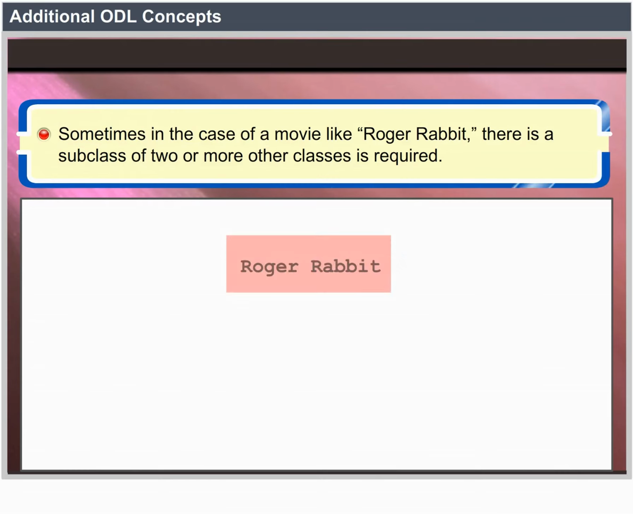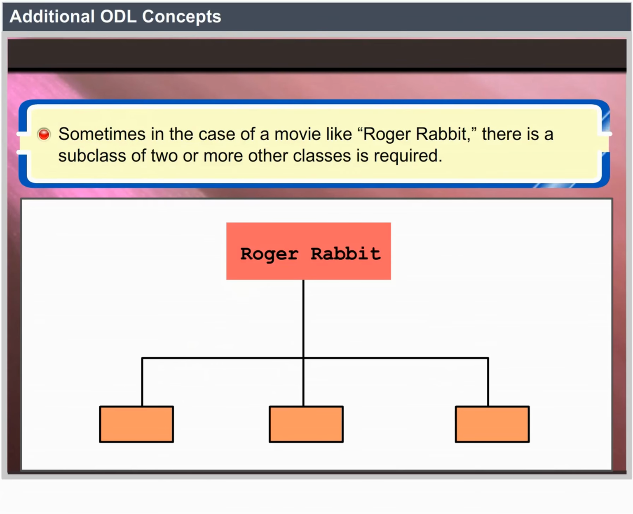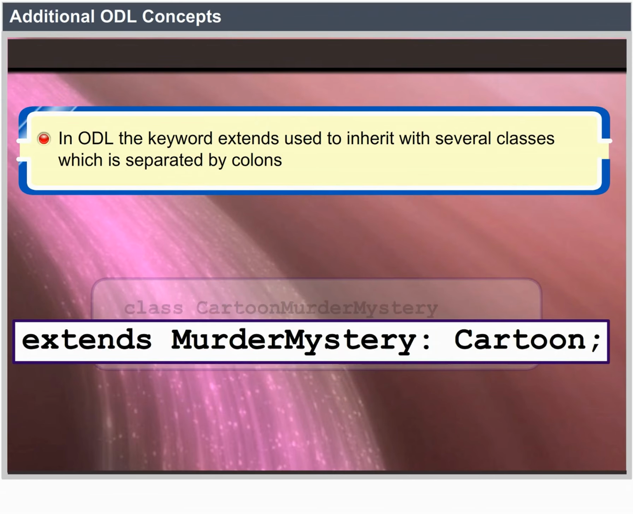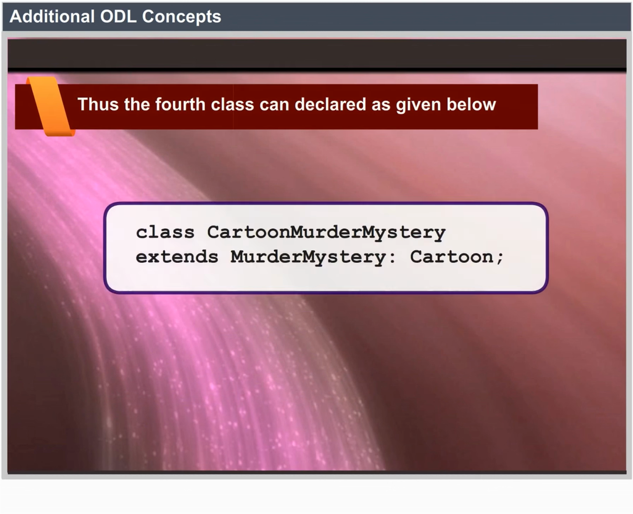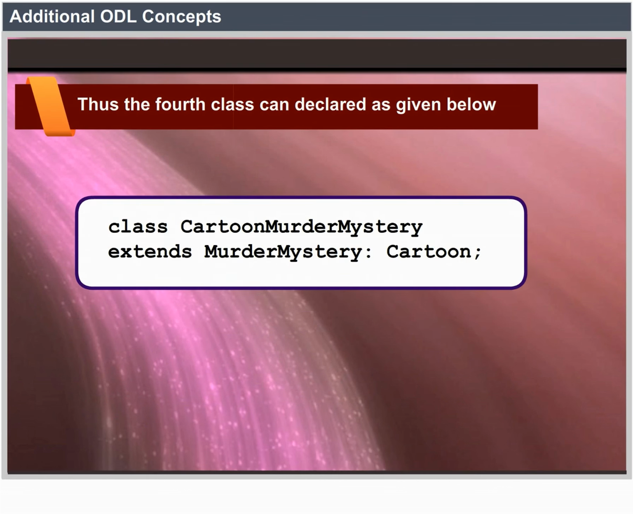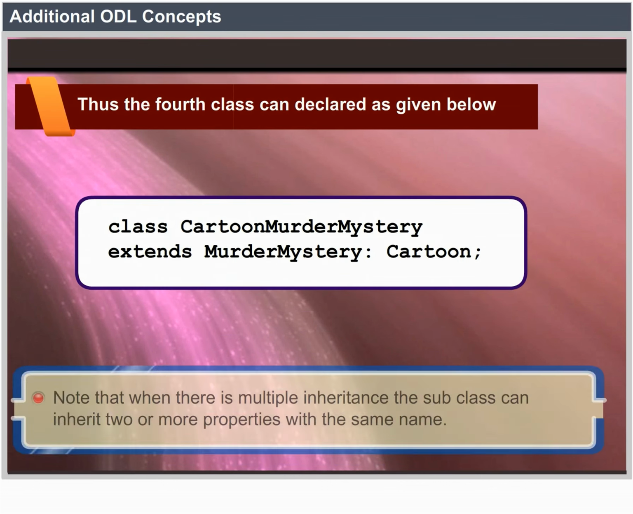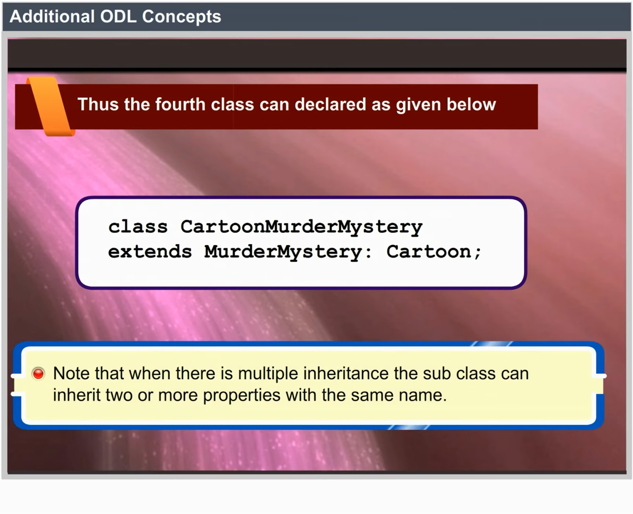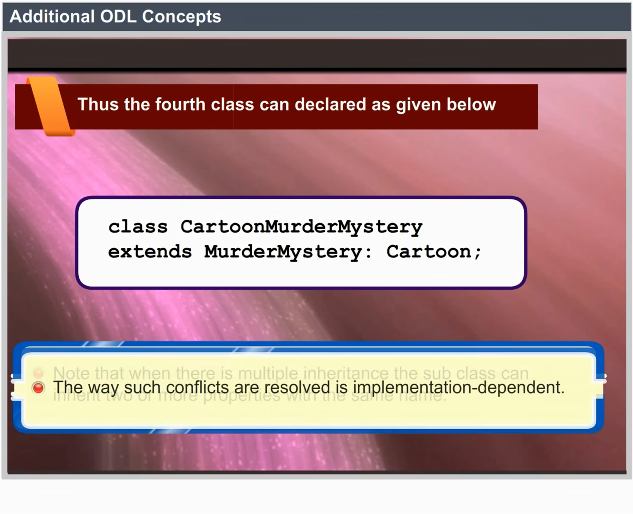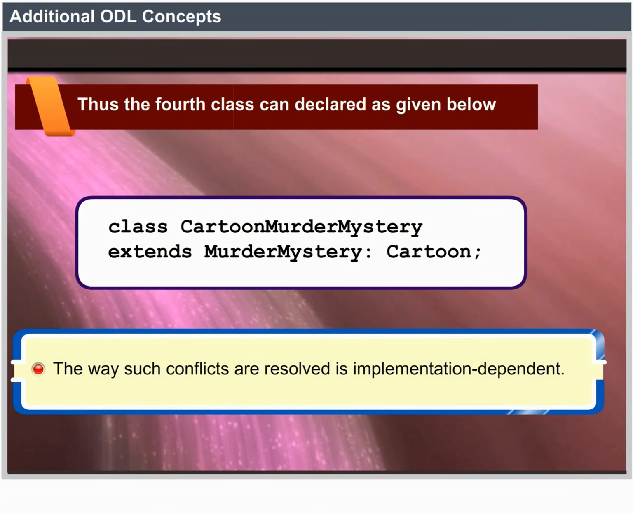Sometimes, as in the case of a movie like Roger Rabbit, we need a class that is a subclass of two or more other classes at the same time. In ODL, we may follow the keyword extends by several classes separated by colons. Thus, we may declare a fourth class by. Note that when there is multiple inheritance, there is the potential for a class to inherit two properties with the same name. The way such conflicts are resolved is implementation dependent.